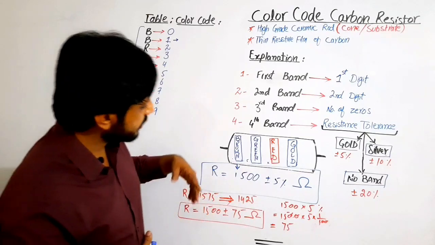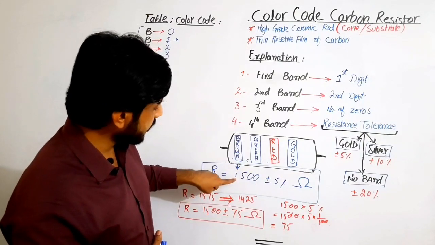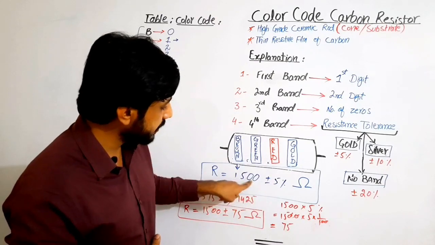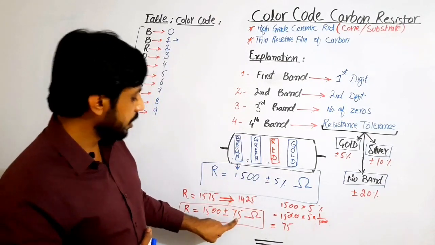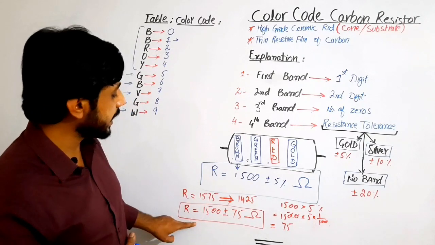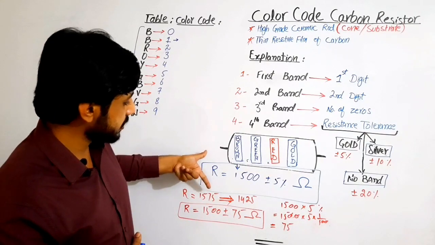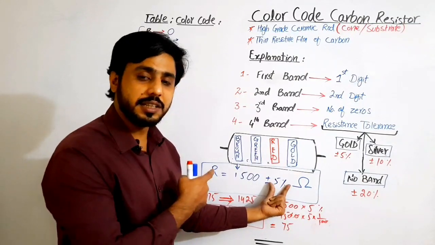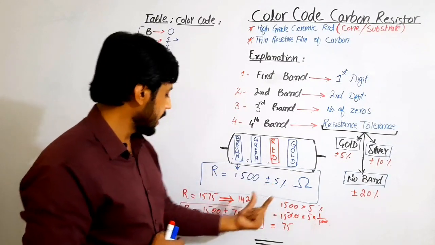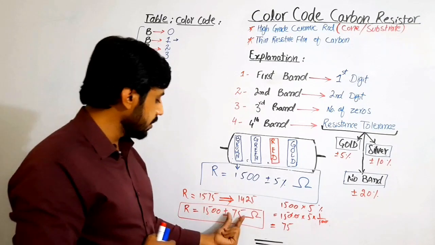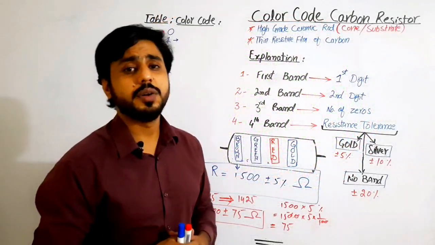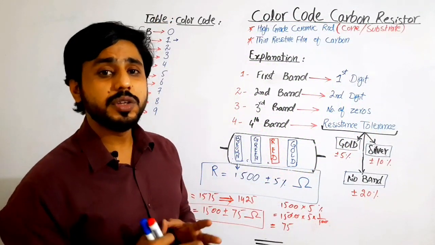So we can write the second answer like 1500 plus-minus 75, because 5% of 1500 is 75, so we put 75 here. This is the second answer, and this is the first answer. In the first answer, the possible variation is in terms of percentage, and in the second, the possible variation is in terms of number.